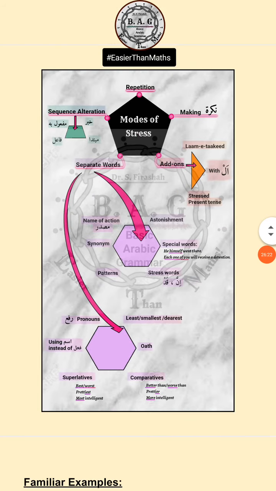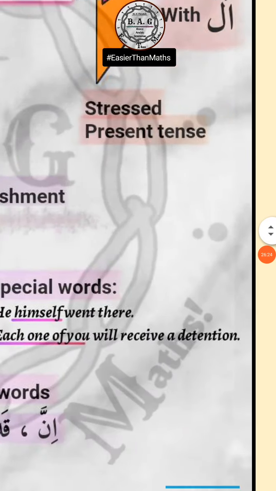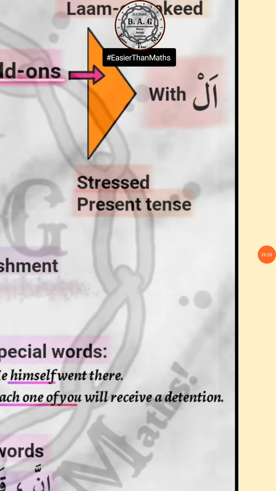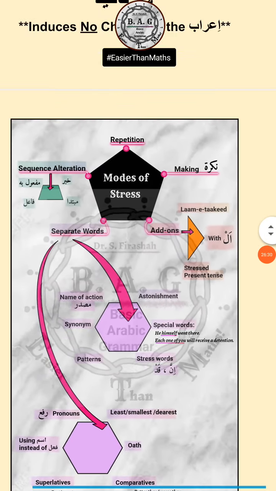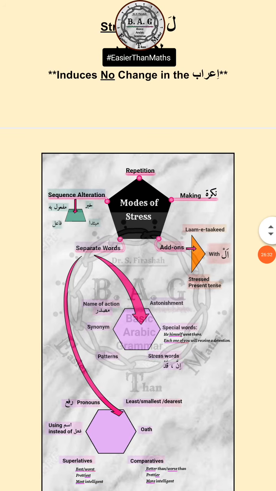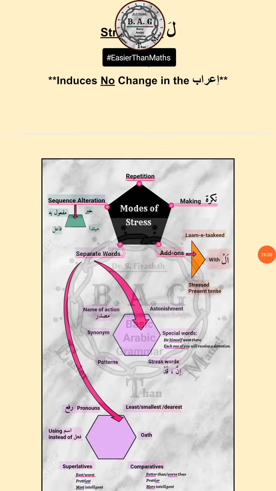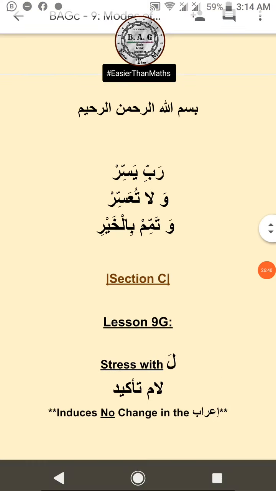Inshallah, next lesson would deal with stressed present tense. All right, so this would be once again about Laam-e-taakeed and understanding and feeling these things rather than relying on the translations and words for capturing of the complete impact and essence.